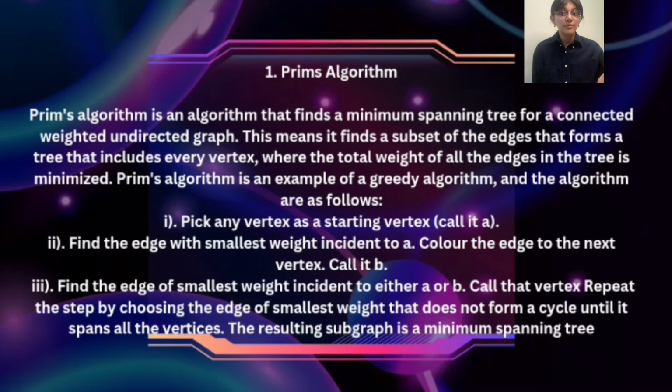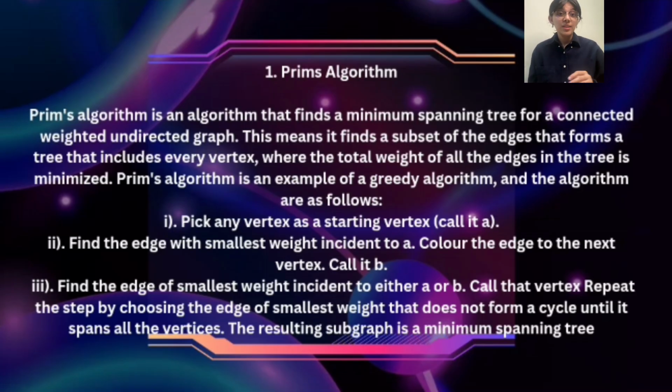Prim's algorithm is an algorithm that finds a minimum spanning tree for a connected, weighted, undirected graph. This basically means it finds a subset of the edges that forms a tree that includes every vertex, where the weight of all the edges in the tree is minimized. Prim's algorithm is an example of a greedy algorithm, and the steps are as follows.